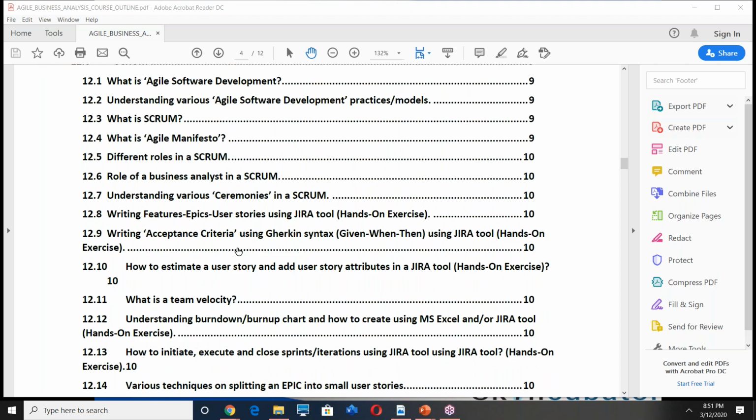We'll learn how to estimate a user story, how to add more information to the user stories, then what the team velocity is, how to calculate the team velocity, how you understand the burn down, burn up charts, and how they are different, how to initiate a sprint, how to execute and close a sprint once a sprint work is complete. All of that will be done using the Jira tool.